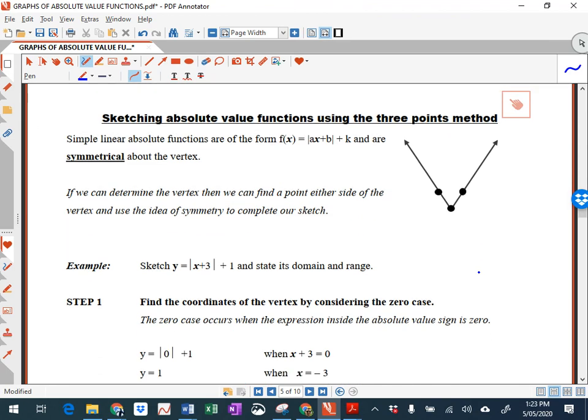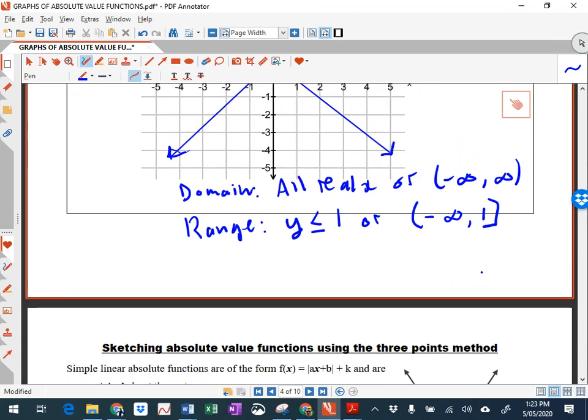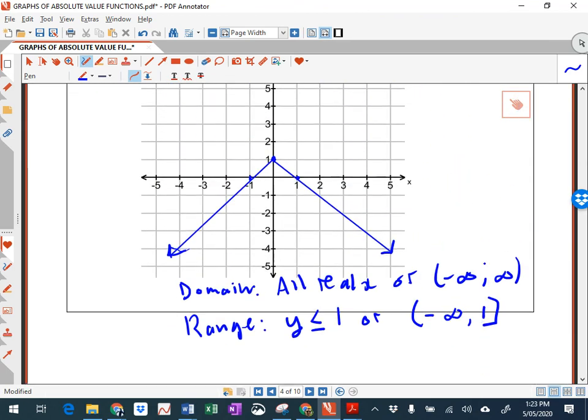Okay, so we'll do a second video for the other part, but that's basically how to sketch the functions. So we'll leave that there for the time being.